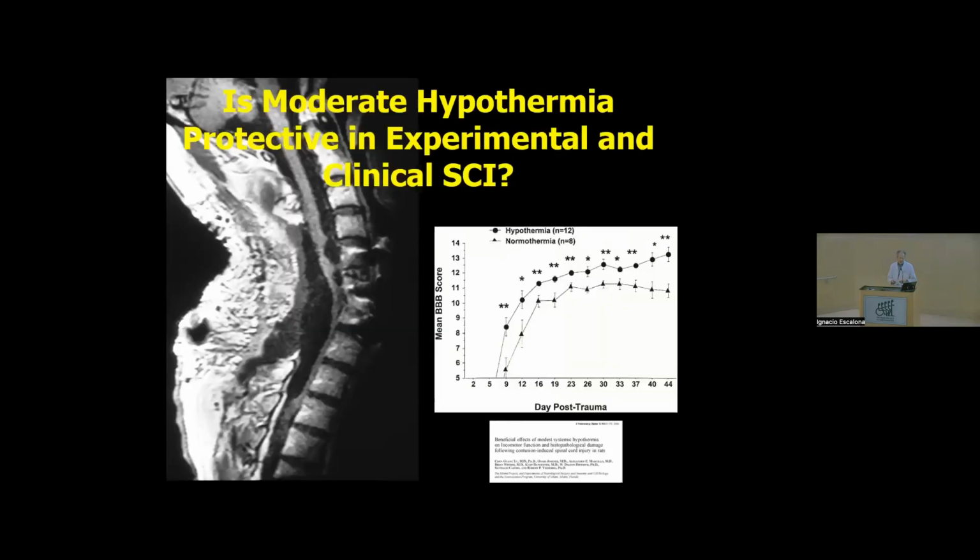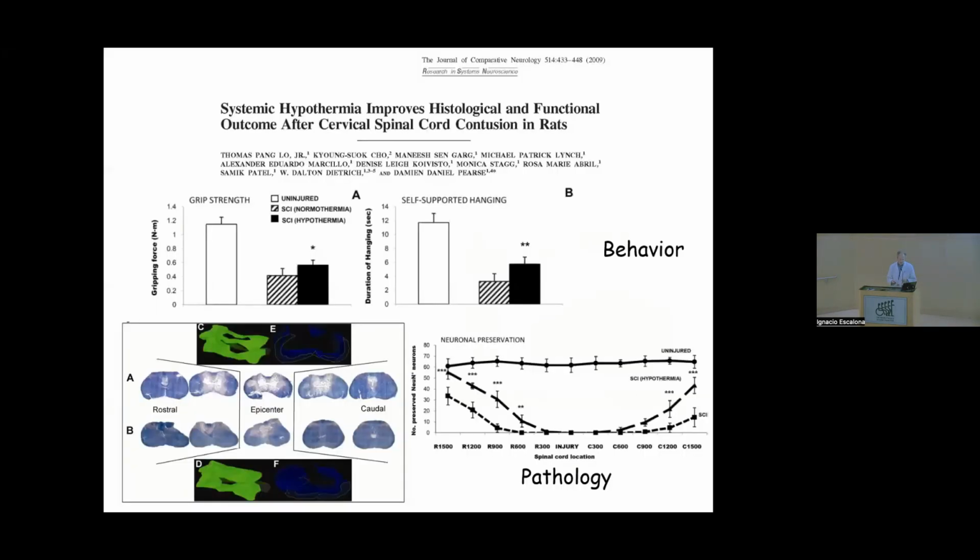Okay, so is hypothermia protective in spinal cord injury? This is our first study in severe thoracic injury in rats. And if you wait a couple hours and you bring temperature down to, at this time it was 30 degrees, you can look at locomotive recovery. You see a very nice, robust improvement in locomotive function. So these were the first data really with moderate hypothermia in a model of spinal cord injury.